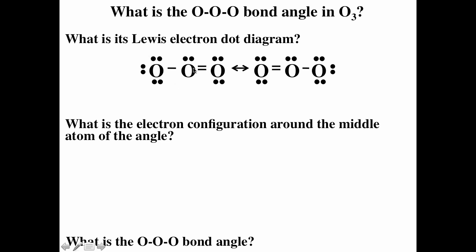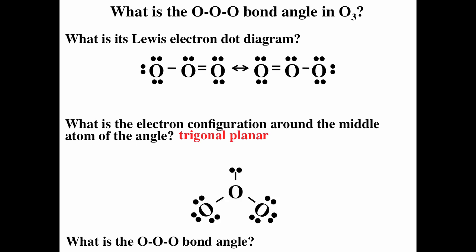Now, for the bond angle, we just count the regions of electron density. We have 1, 2, 3 regions, and so that corresponds to trigonal planar. Now, because we have a lone pair on the center atom, the bond angle is going to be a little bit less than 120 degrees. If there was no lone pair and the center atom was bound to the same type of atom 3 times, then it would be 120. But again, that lone pair takes up more space, pushes these atoms down, and so it's going to be less than 120 degrees for ozone.